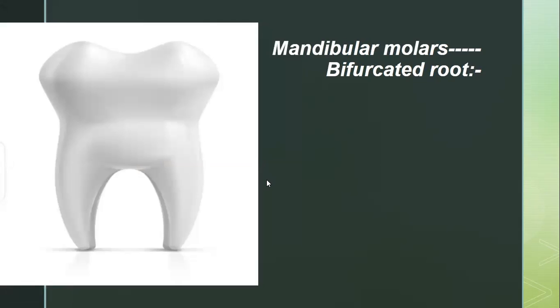If we talk about mandibular molars, there would be bifurcation found. In the mandible, from premolar to premolar, meaning incisors, canines, and both premolars, all would be single-rooted teeth. But in mandibular molars, we would have a bifurcated root, or two roots.